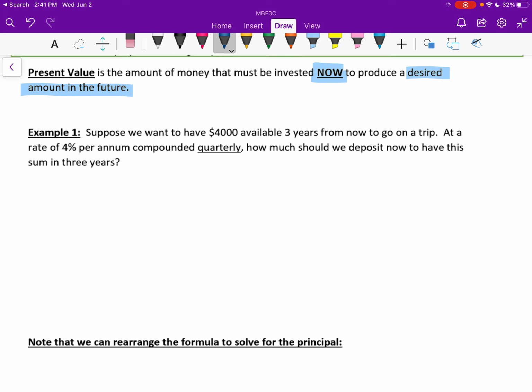Right? So the first example is, suppose we want to have $4,000 available to us 3 years from now to go on a trip. At the rate of 4% per annum, and per annum just means annually, compounded quarterly, how much should we deposit now so that we have enough money 3 years from now? Right? So before we get started, let's go in and write our equation. This is a compounding interest, right? So we're going to write A is equal to P times (1 plus i) to the power of n, right? That's the equation we're going to use.